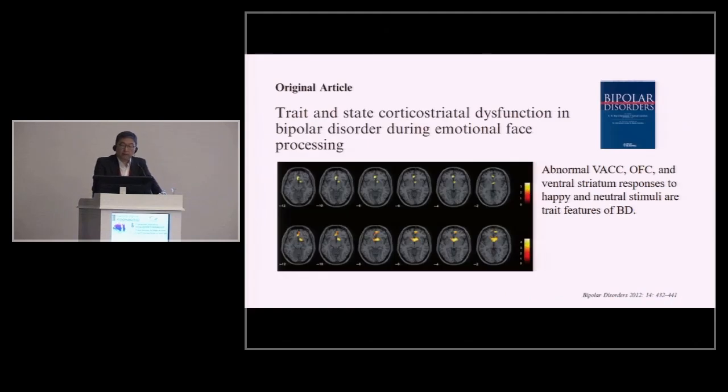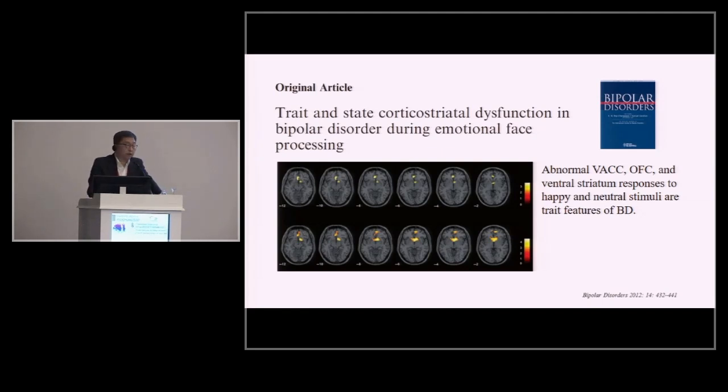Of course, this is another article in bipolar disorder. They try to find whether it's a state or trait marker, and you can find this altered activation in different brain regions. But most of them focus on the limbic area and the frontal cortex, particularly the inferior frontal cortex. I will talk to you about this connectivity loop later.